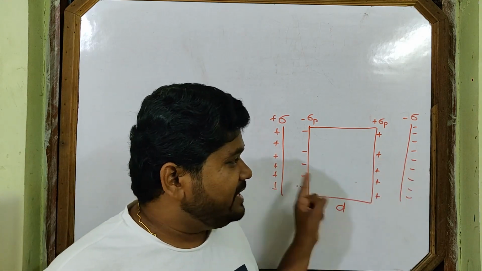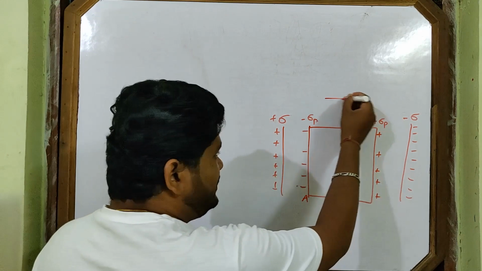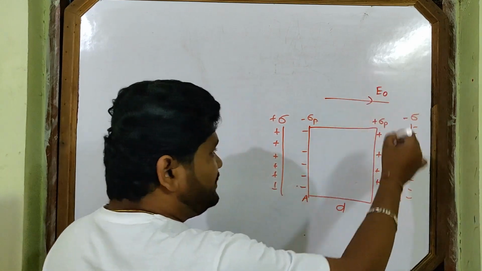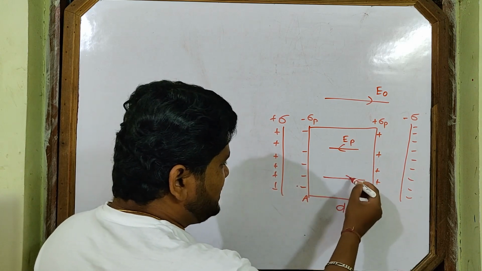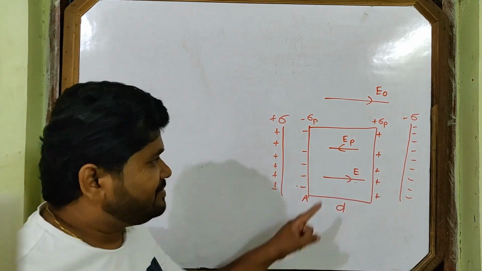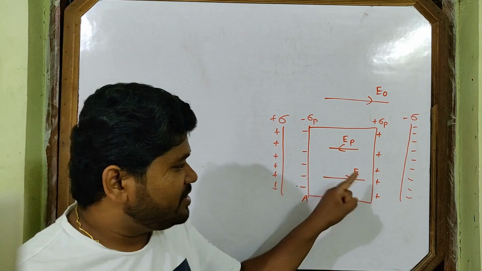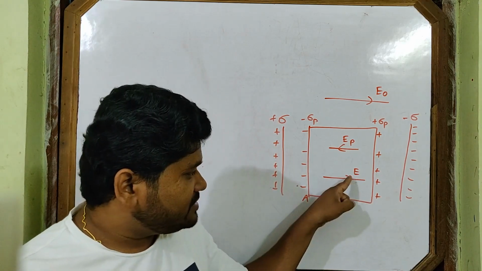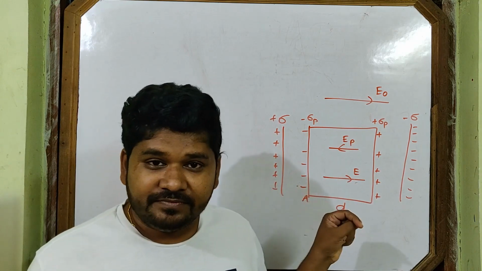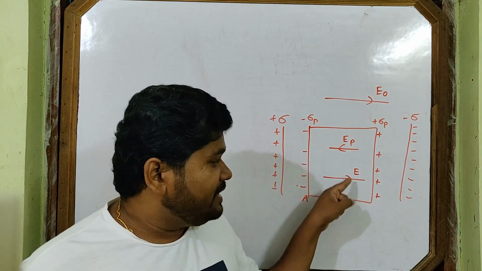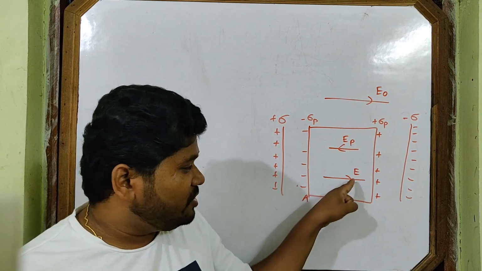After some time, you increase the electric field strength. If you increase the electric field strength, here is the induced electric field, and this is the net electric field. After subtracting E naught minus EP, then E comes. E naught is more than EP, so E comes. So the more the value of E naught, the more will be the value of E.